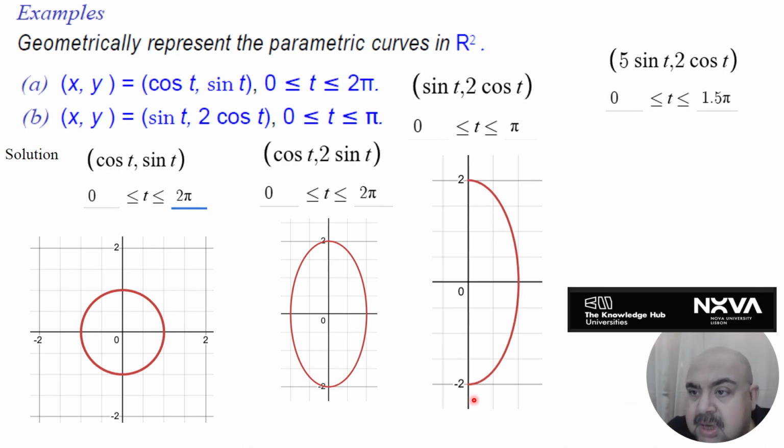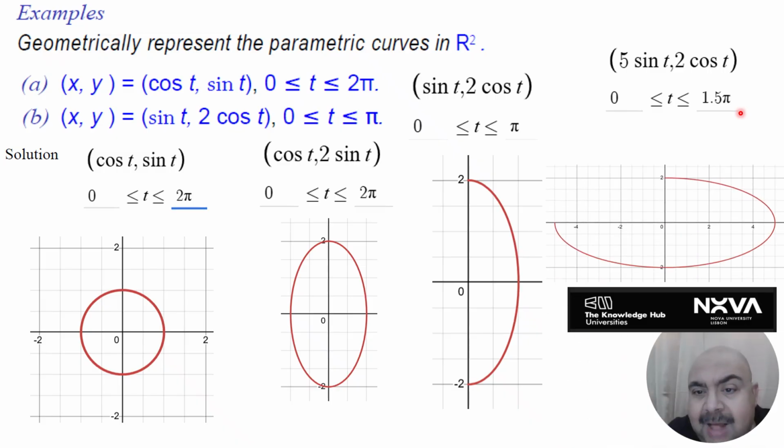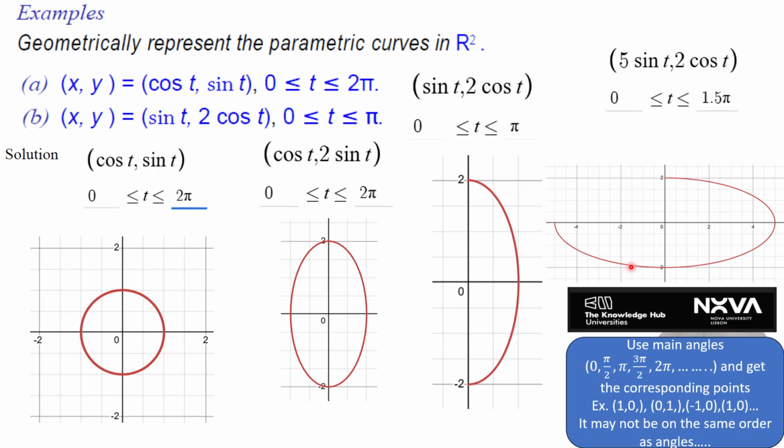Also, that's going to be a very smart shape. It's coming from t from 0 up to 1.5 pi, or 1.5 times 180 if you are using degrees. And that's the shape of a part, three quarters, of an ellipse. Bottom line, what I want you to keep in mind is that all I have to do is use main angles to speculate the shape, from 0, pi over 2, pi, 3 pi over 2, 2 pi, and so on, and get the corresponding points.